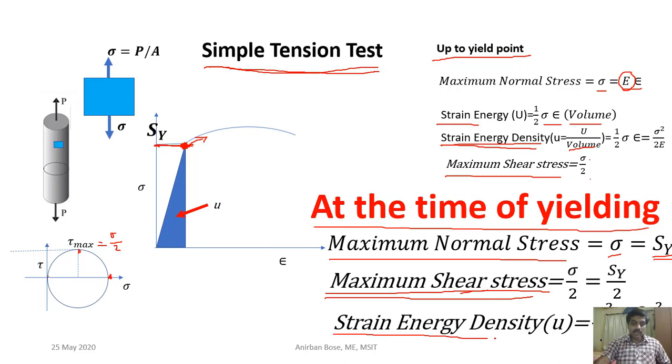Now similarly, the maximum strain energy density is what? That will again be corresponding to yielding. When it corresponds to yielding, sigma is SY, so it will be SY square by 2E. That is the strain energy density corresponding to yielding. So here you can see a normal stress value, a maximum shear stress value, and a strain energy density value corresponding to yielding. These are the different quantities important in the different aspects of the failure theories.